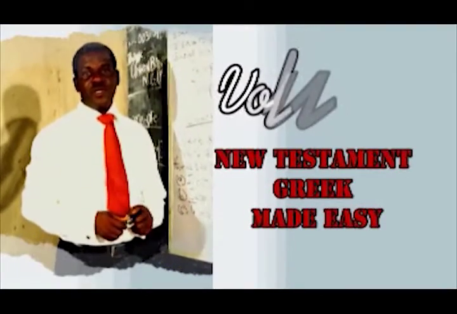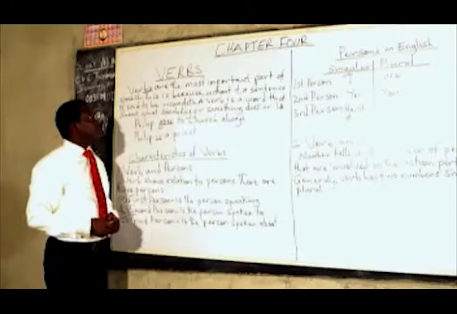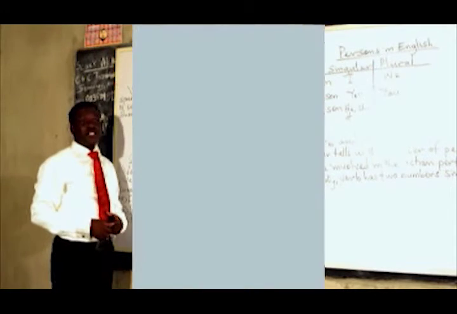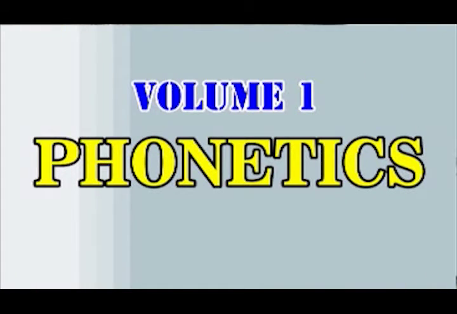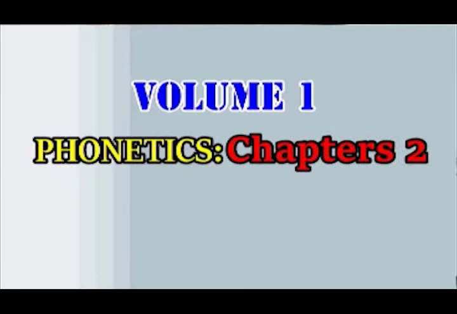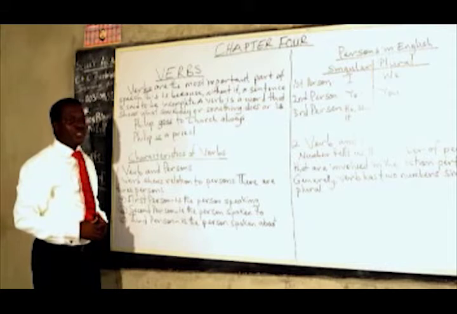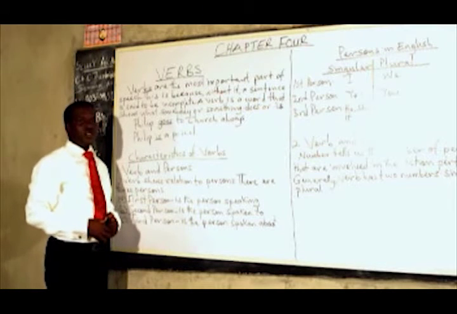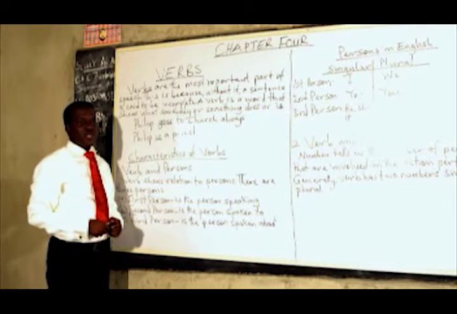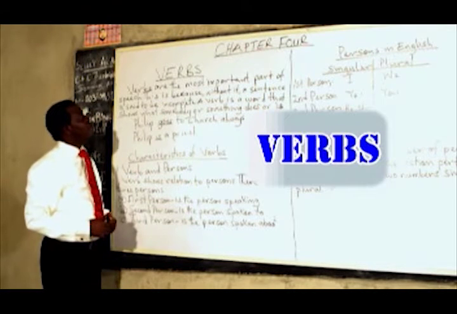Vol. 2 of New Testament Greek Made Easy. In Volume 1, we dealt with what we call phonetics, chapters 1, 2, and 3. In Volume 2, we are treating what we call parts of speech. And we are starting with verbs first.